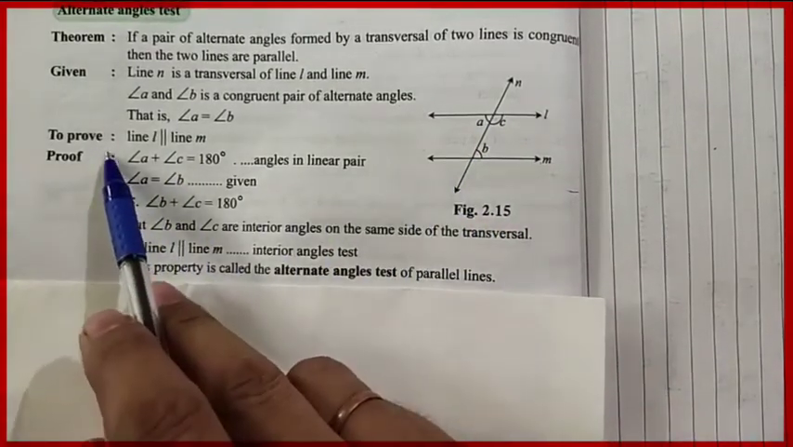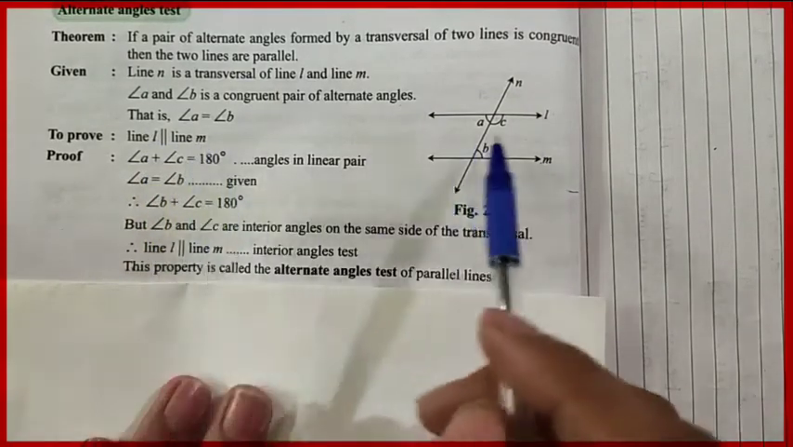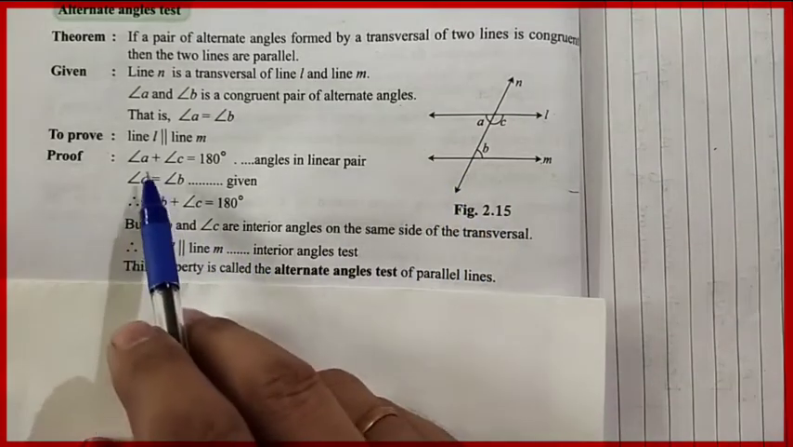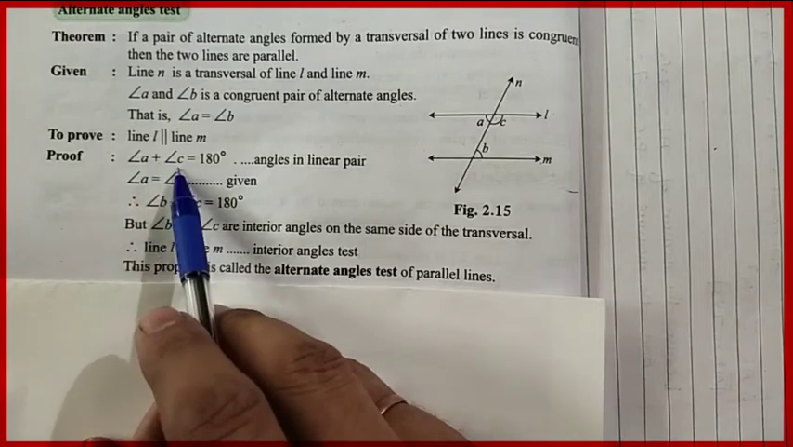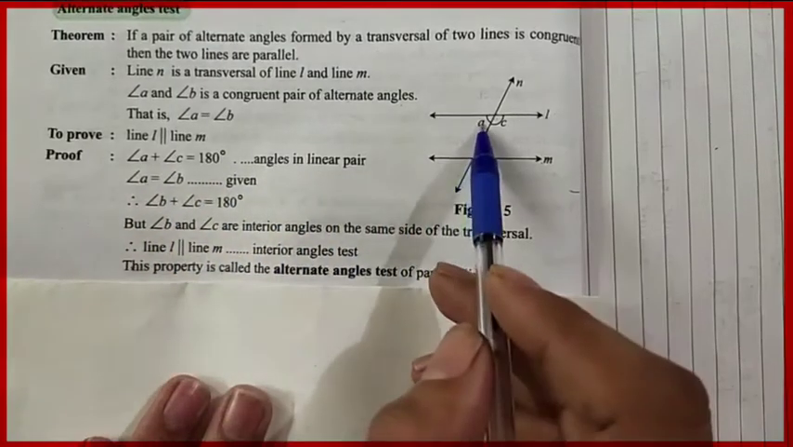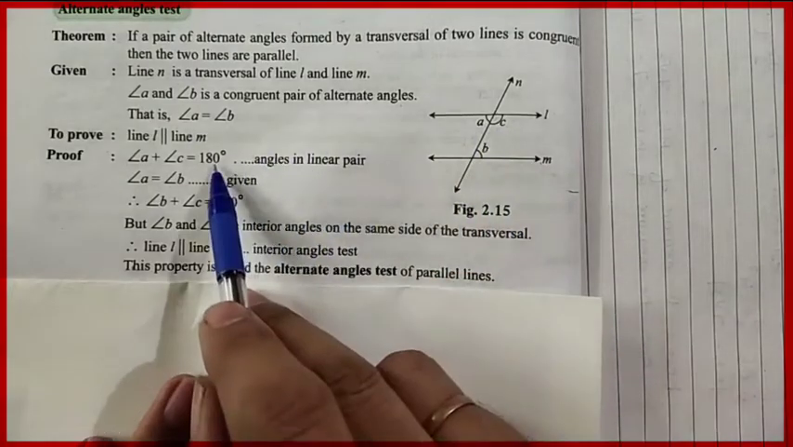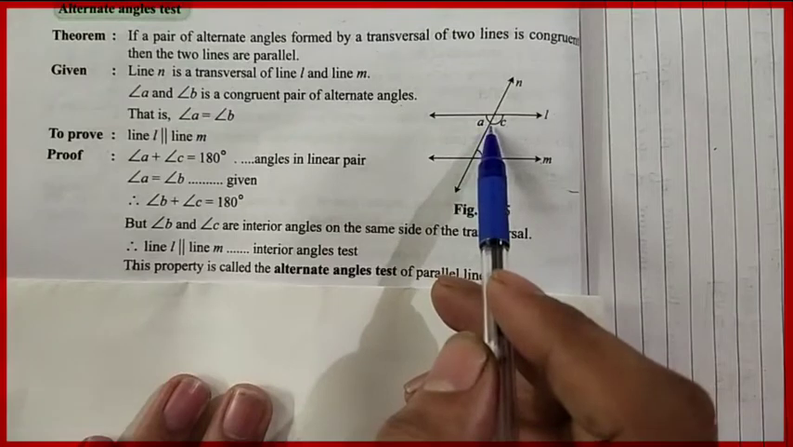So what do we have to prove? We have to prove line L is parallel to line M. That means these two lines are parallel. Now, angle A plus angle C equals 180 degrees. If they sum to 180 degrees, that means it is nothing but a linear pair of angles.